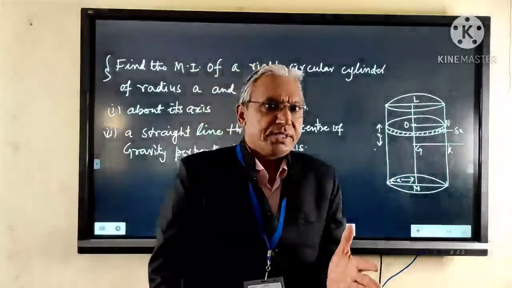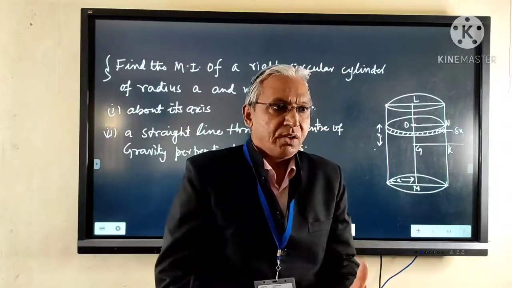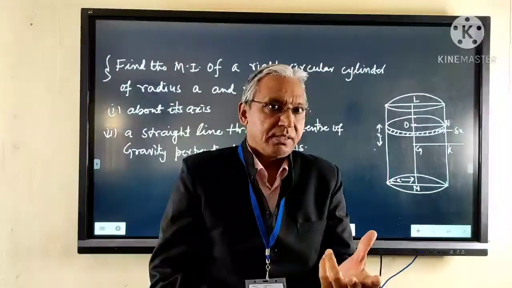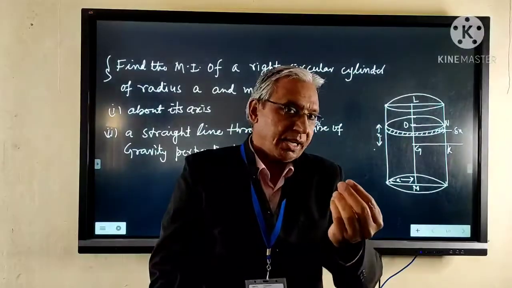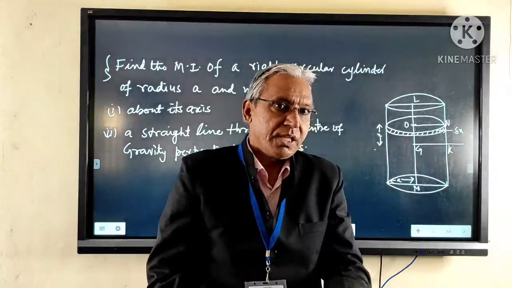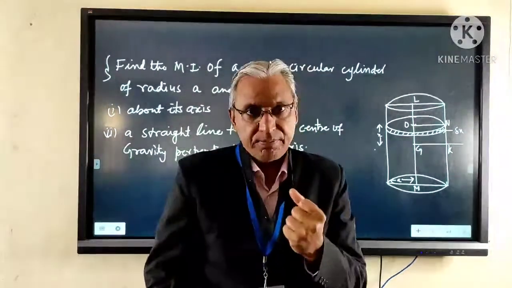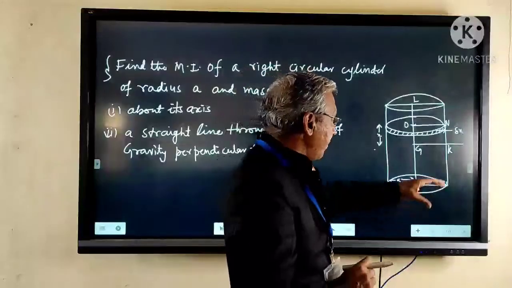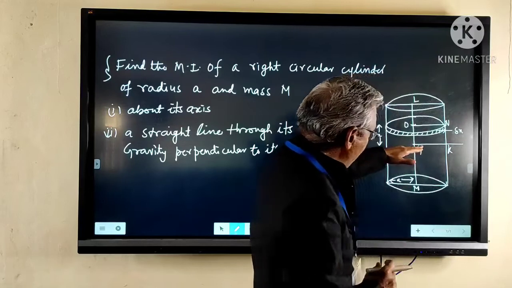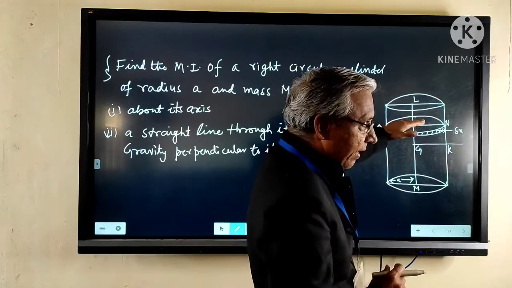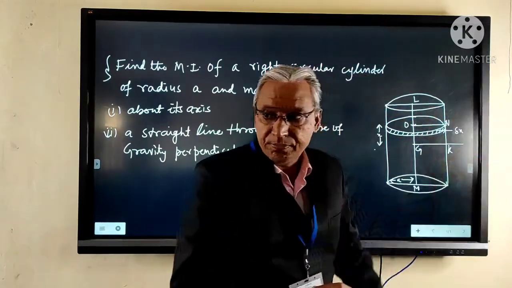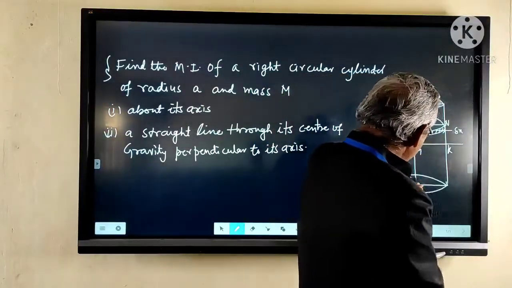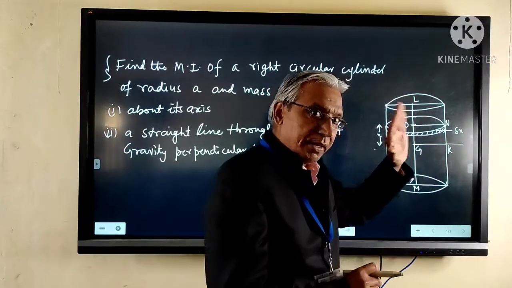To find the moment of inertia of a right circular cylinder, we take an element of the right circular cylinder in the form of a circular disc. Here we are taking such a circular disc as an element, which is at a height x from its center of gravity, and delta x is its width, and the radius of the disc is the radius of the cylinder, a.